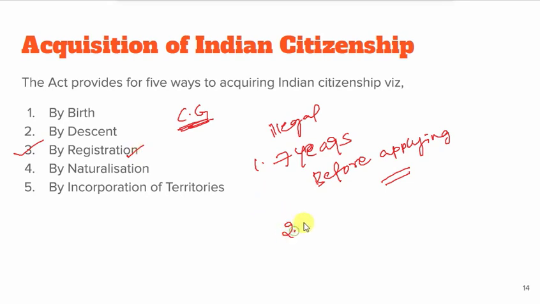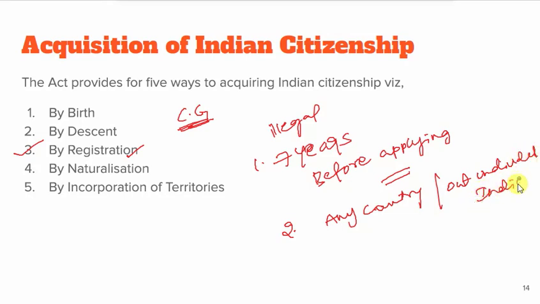And the second one, a person of Indian origin who is ordinarily resident in any country or place outside undivided India. So if a person is residing in any country outside of undivided India, he can acquire it by the registration process.